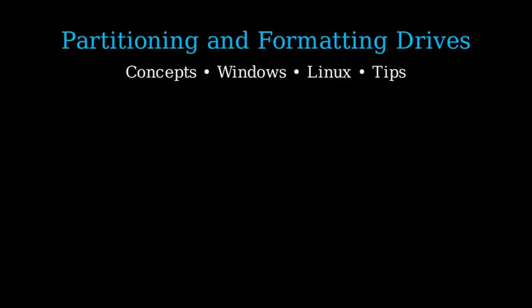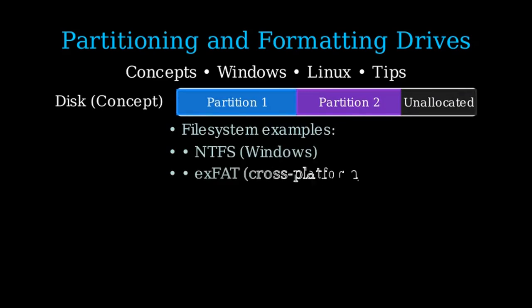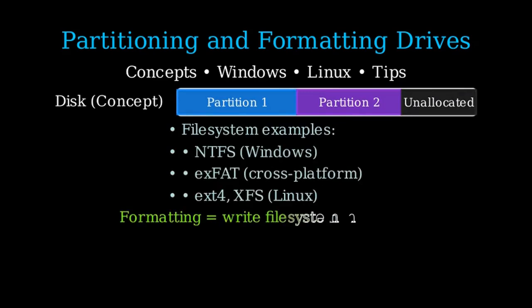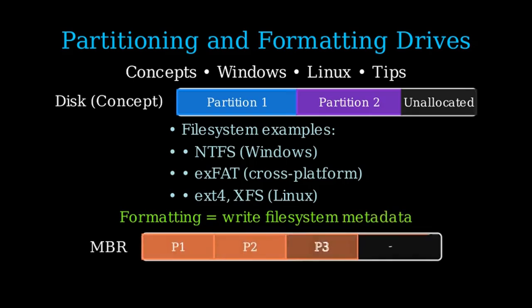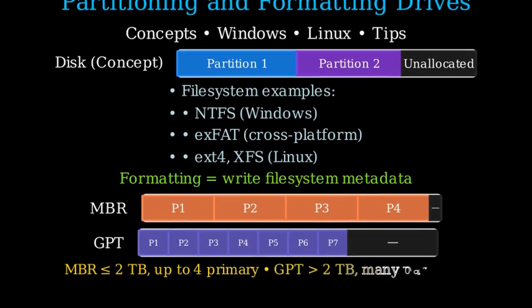In this video, we will learn partitioning and formatting drives, first the key concepts, then step-by-step on Windows and on Linux. First, 3 key ideas. 1. A partition is a continuous region on a physical disk that the operating system treats as a separate volume. 2. A file system is how files are organized on that partition, like NTFS, ext4, or exFAT. 3. Formatting writes the file system metadata, so the operating system can store files on it.